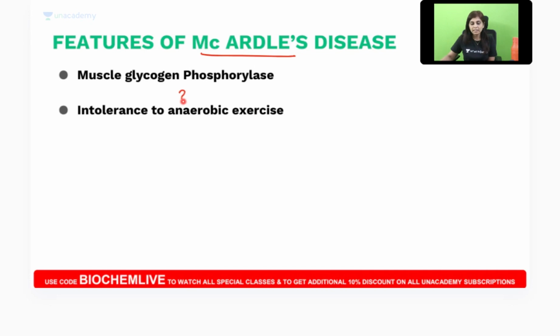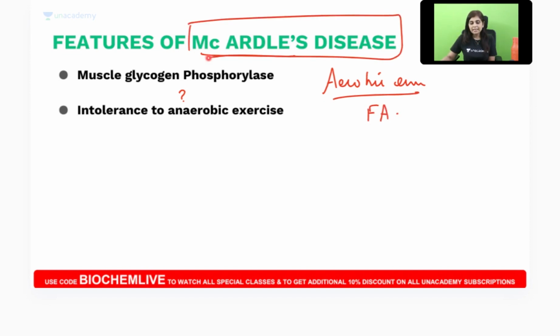Can you tell me why anaerobic exercises? What if you ask the person to perform aerobic exercises? If you ask the person to perform aerobic exercise, what will be the preferred fuel, all of you? For aerobic exercise, the preferred fuel will be fatty acid. In McArdle's, is there any defect of fatty acid oxidation? There is no defect of fatty acid oxidation. So until you ask a patient of McArdle's to perform aerobic exercise, the person will be able to do it normally. Only when you ask the person to perform anaerobic exercise, the person will complain of painful muscle cramps.